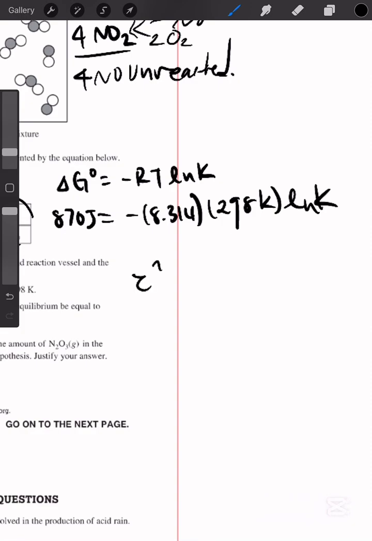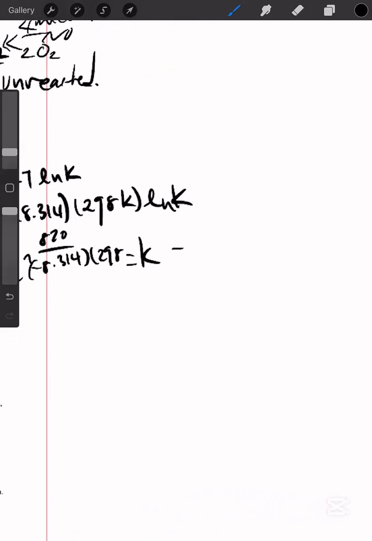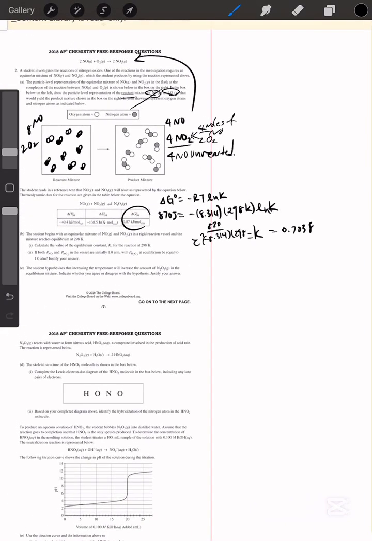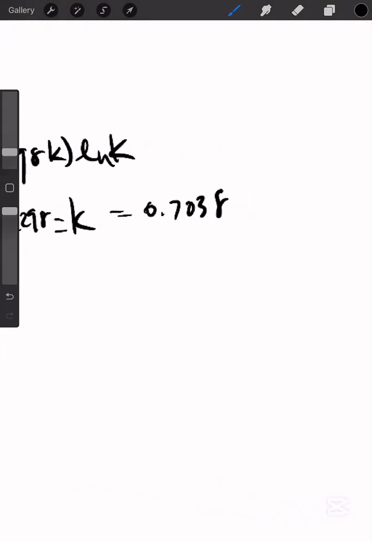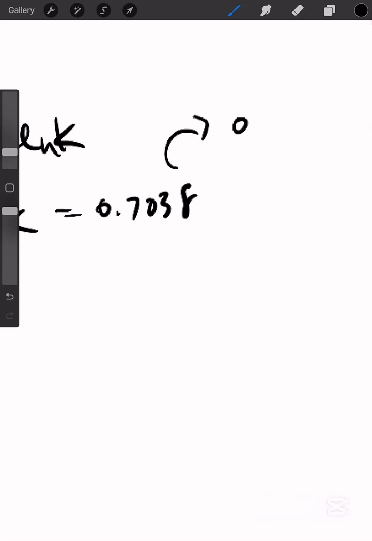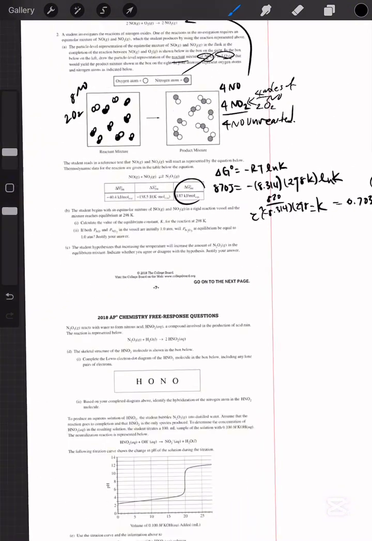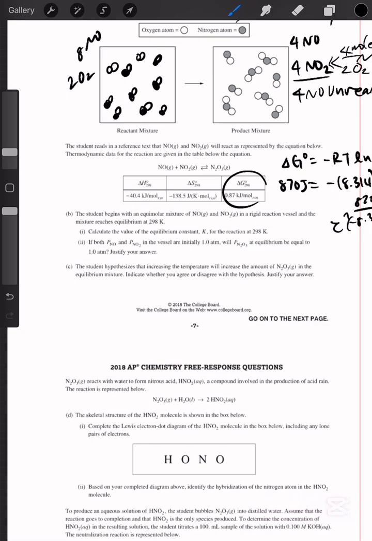So, yeah, you would do e to the power of 870 minus the R times T part, negative, equals K. And for my answer here, I got 0.7038. And then you probably don't have to round, but it's always safer to. So 0.70 is the number of sig figs we were given. Alright, now for the next part.